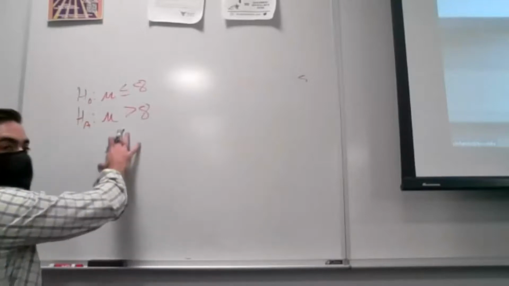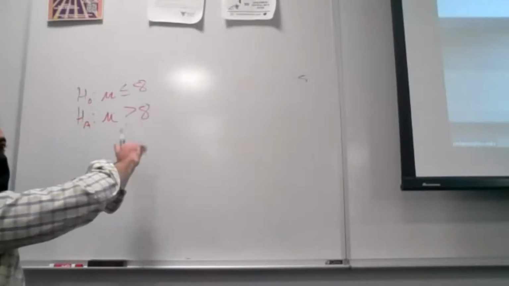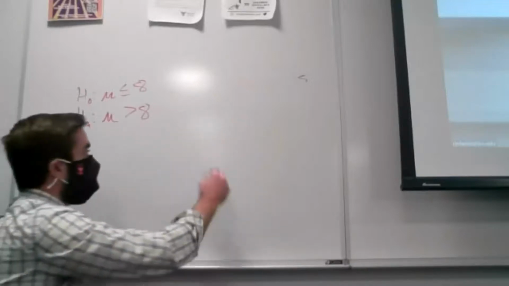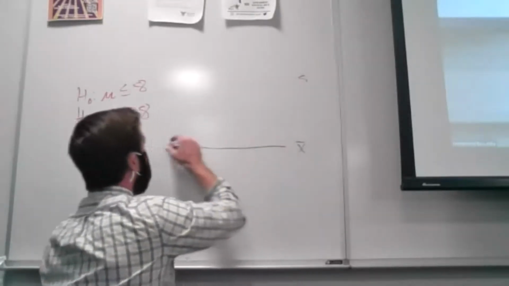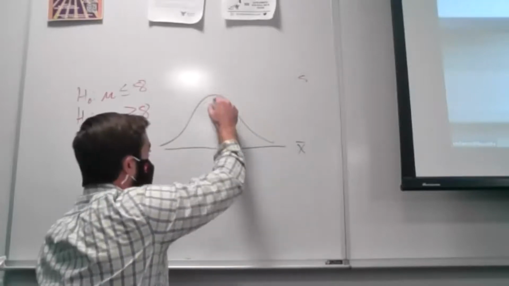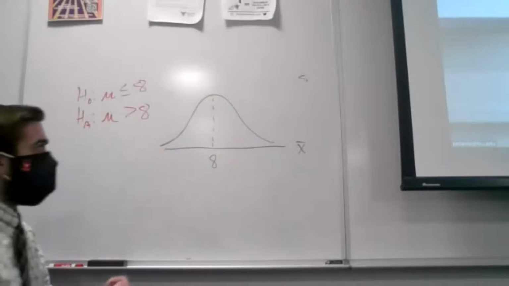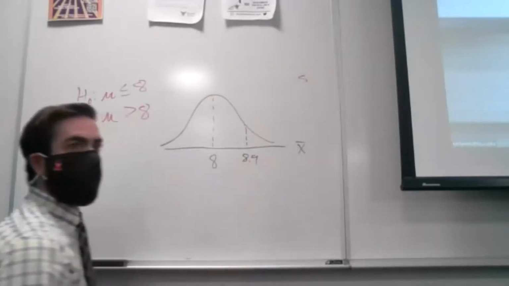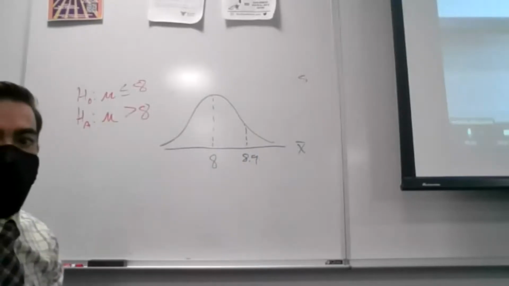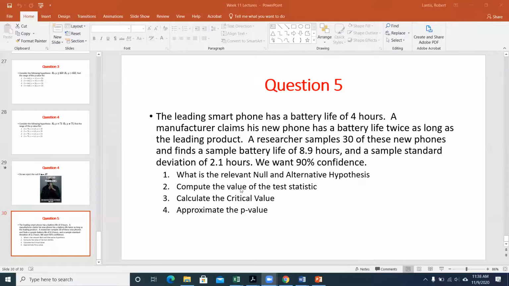So we have what type of tail test here? Greater than sign, so right tail. So let's assume we've got these sample means. We're going to assume that they're distributed around that value of 8. And I think I said that the sample mean we found was 8.9. So we've got this null and alternative hypothesis. We next want to find the test statistic, critical value, and p-value.